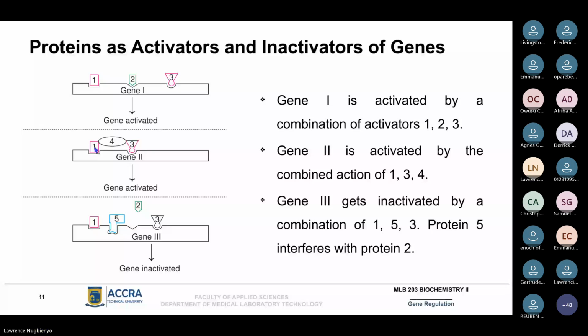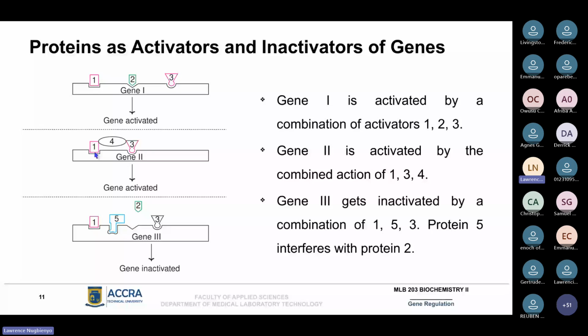where you have the gene being activated by the interaction of protein 1 and protein 3. But you see that in order for the activation to occur, there is a third protein that is numbered 4 that brings about some interaction between the 1 and the 3. You see that this protein 4 is not having a direct interaction with the DNA molecule itself, but it's having interaction with the two proteins that are having direct interaction with the gene.